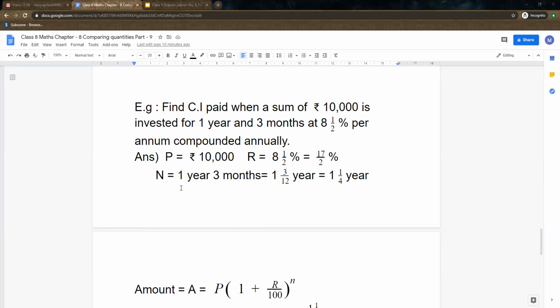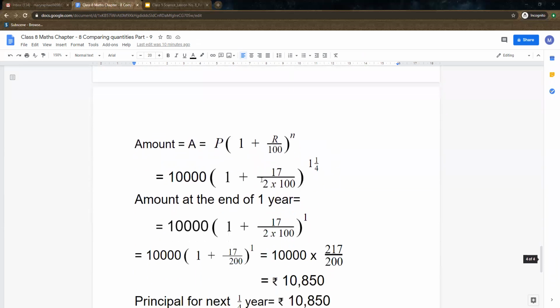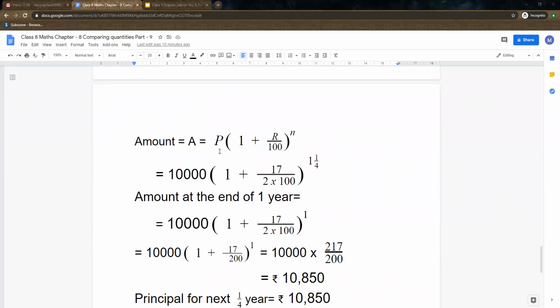Now n, the period, equals 1 year 3 months. So converting 1 year 3 months into years, it can be written as 1 and 3 upon 12 years. Then 3 can be cut, so it will be 1 integer 1 upon 4 years. Here the interest is compounded annually only. So see the formula: amount A equals P into 1 plus R upon 100, the whole raised to n. It is yearly n.